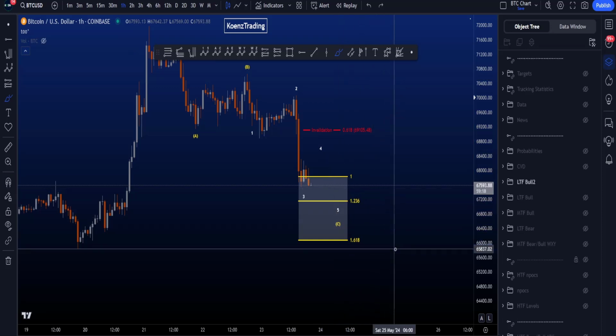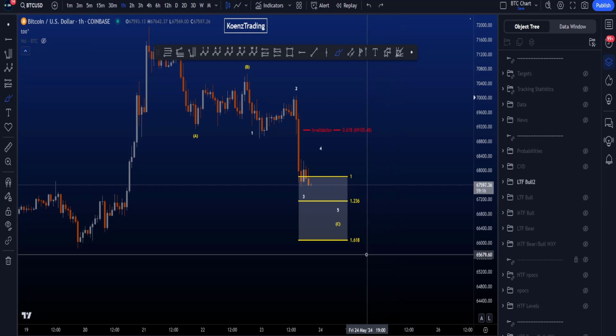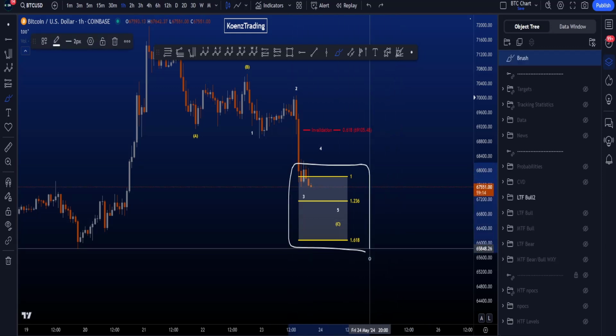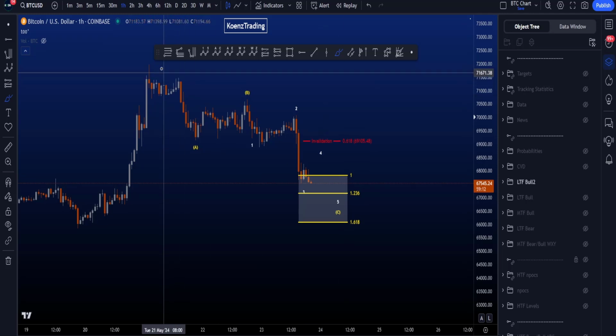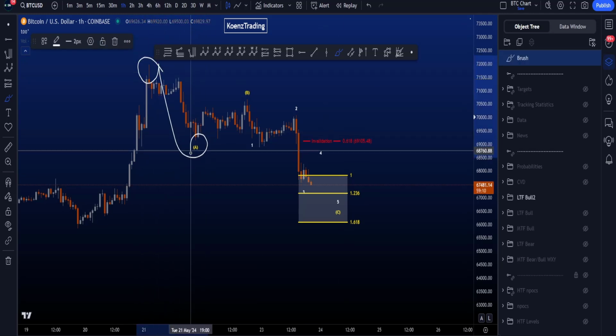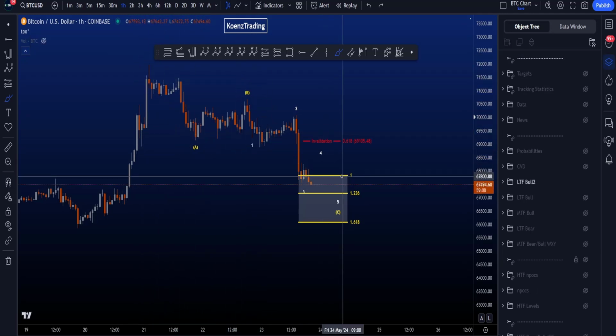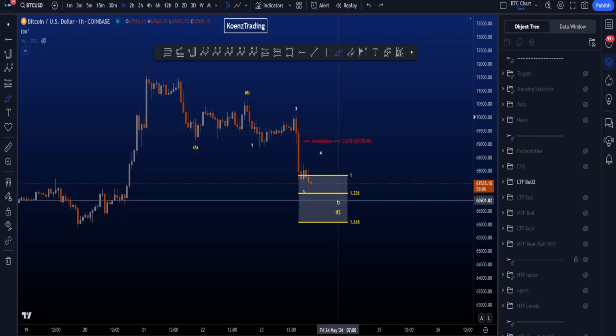in blue as explained. The common target area for your wave C is between the 1 and the 1.618 trend-based fib extension, taken from the start to the end of A to the end of B, giving you a target area between 67.8K and 66K.